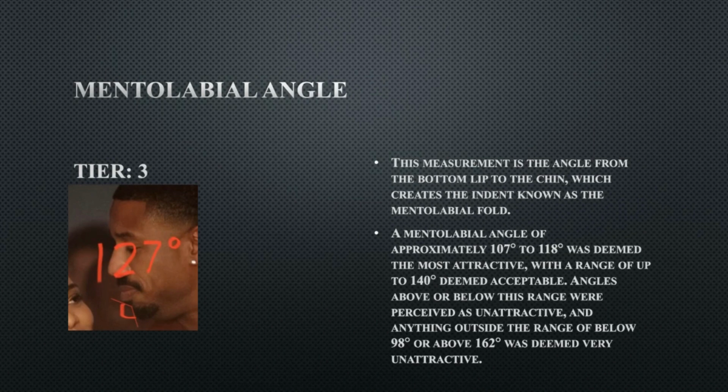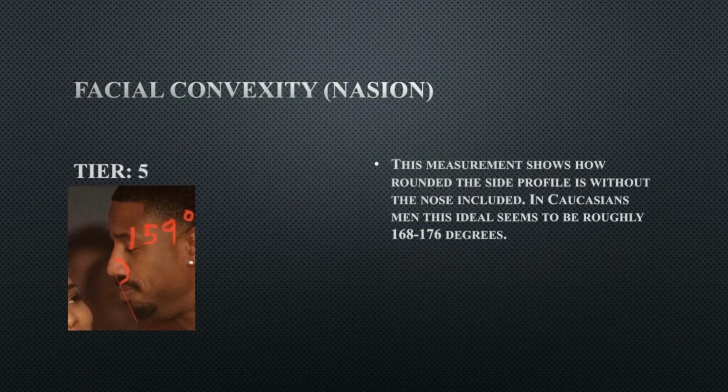His mentolabial angle, so this is the angle created from the bottom lip all the way up to the chin, and his is at 127. So this is a tier 3. You do want to have a chin that is more protrusive, to give it more of an acute or tighter angle that it needs to be. And he doesn't really have that much of a projected chin itself, not the jaw, but just the chin itself.